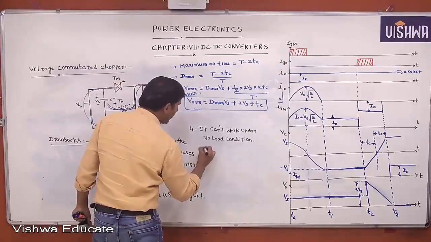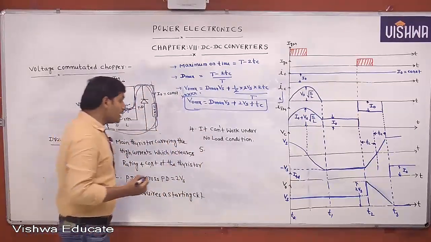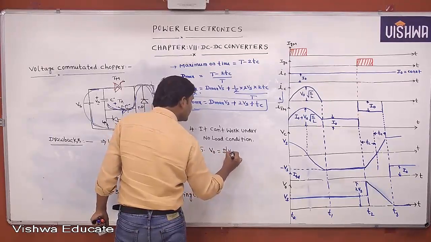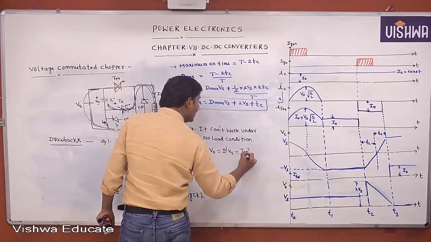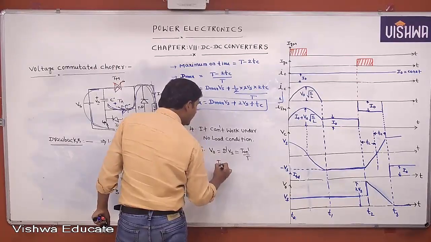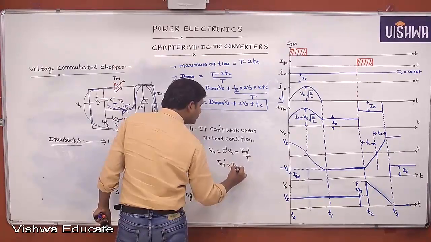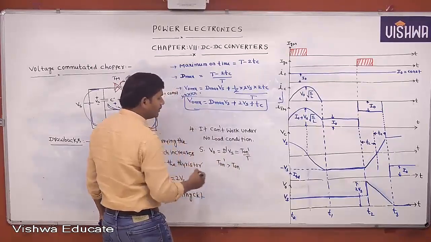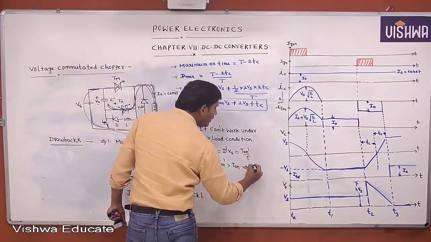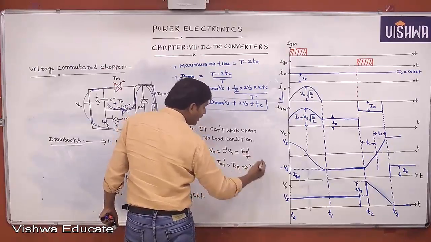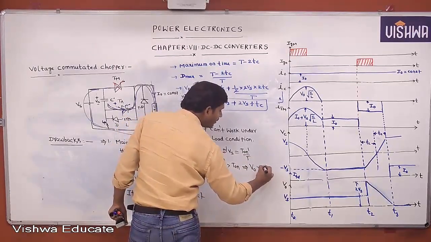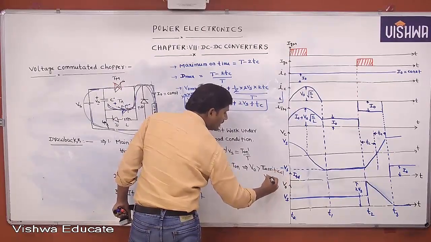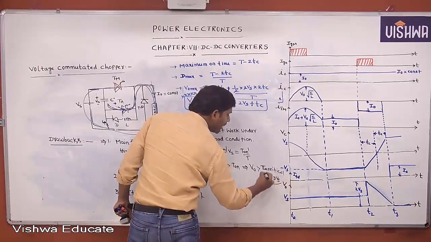Next, fifth drawback. We know that V naught equal to D dash into Vs. What is D dash? T on dash by T. Then T on dash is greater than T on. This is a theoretical on time, this is a practical on time. Then the average output voltage is greater than the theoretical value, that is V naught equal to dVs that you calculated.